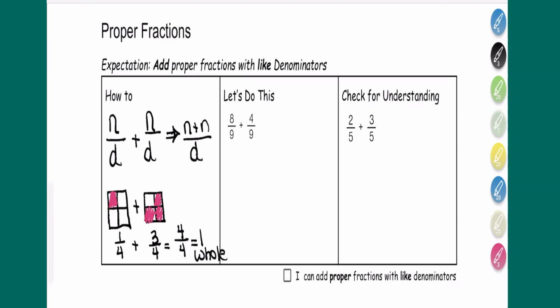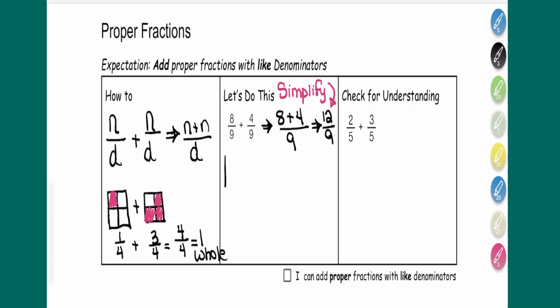Let's do this one together. So we have 8/9 and 4/9. And the way that we do this one is we take the 8 plus the 4 and we just scooch that 9 on over. All right, 8 plus 4 is 12 over 9. And you guys remember, you know how to simplify whenever you can.